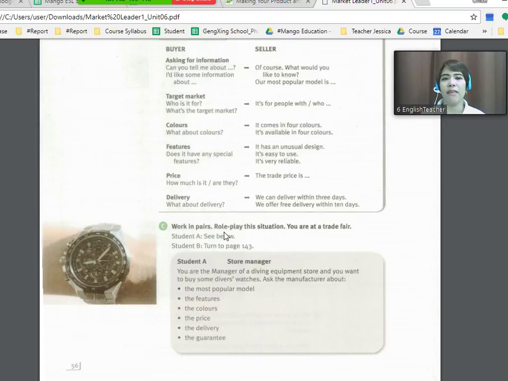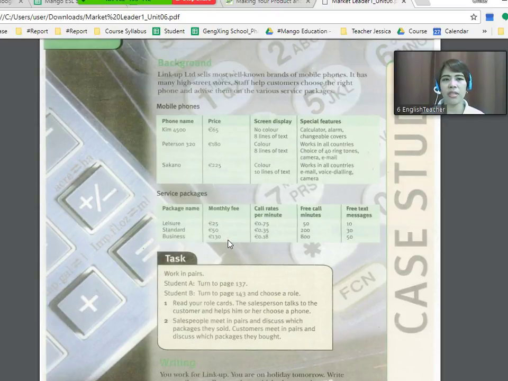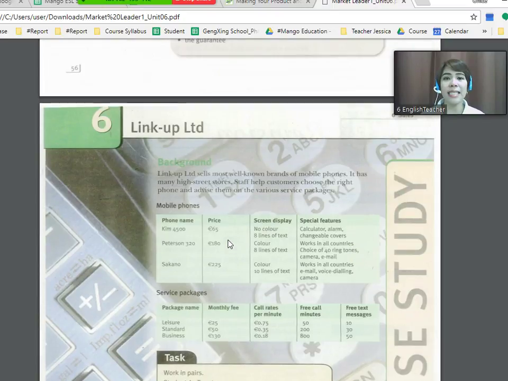And for the second part of our lesson, we had a background study on our case for today, which is about Link Up Ltd.